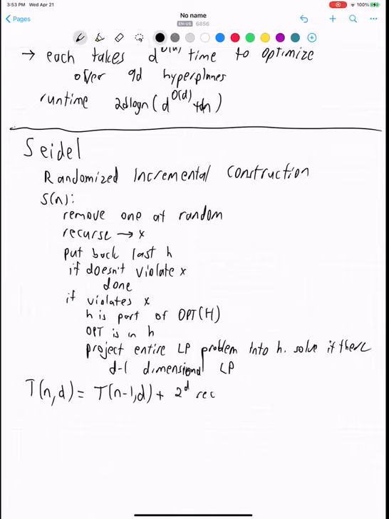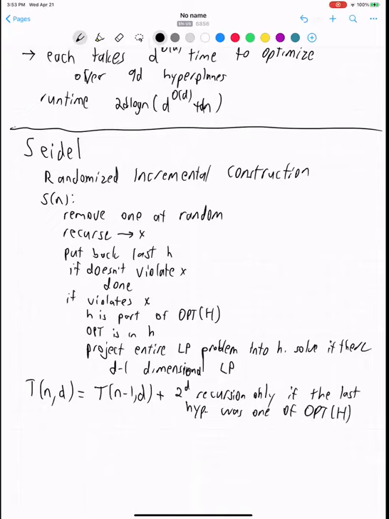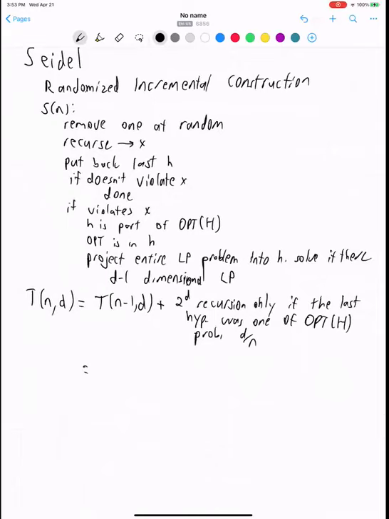So there's a second recursion only if the last hyperplane was one of the optimum hyperplanes, right? Which has probability D over N, right? Because I threw out a random hyperplane. So T of N,D is T of N minus 1,D plus, with probability D over N, T of N minus 1,D minus 1.